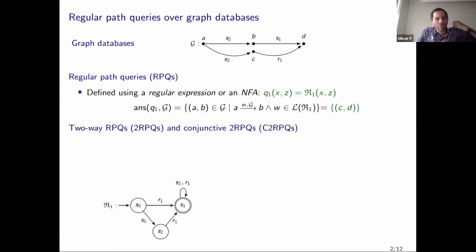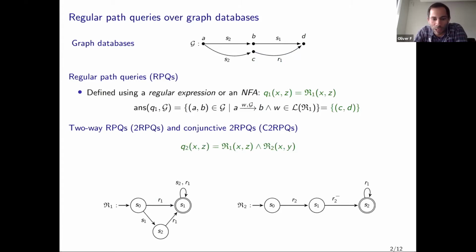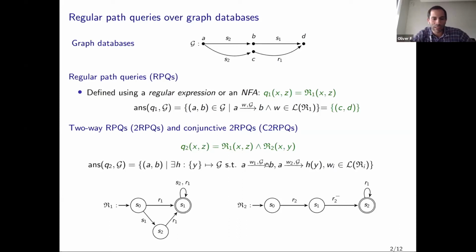In addition to regular path queries, there are also the extensions to two-way regular path queries and conjunctive queries. The first one allows using inverse labels, which allows traversing the graph in the inverse way, and conjunctive queries allow a conjunction of atoms. And just small examples. So this is the query from before with an additional atom, and here we have a quantified variable, which is y.